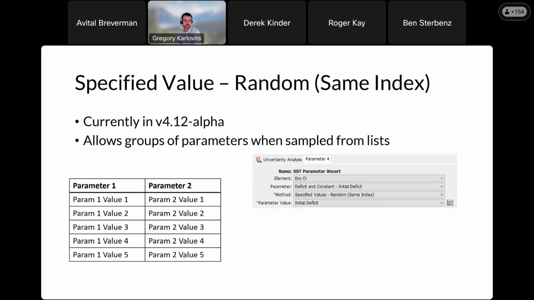This is a fun one. This will be in 4.12 alpha. This is another way of cracking the specified value samplers. It'll do, then it might pick row 4 and it keeps these together. You can see how this is useful if you have groups of hydrologic parameters, if you have coordinates for your SST simulations. This is a really useful sampler for doing those sorts of things.